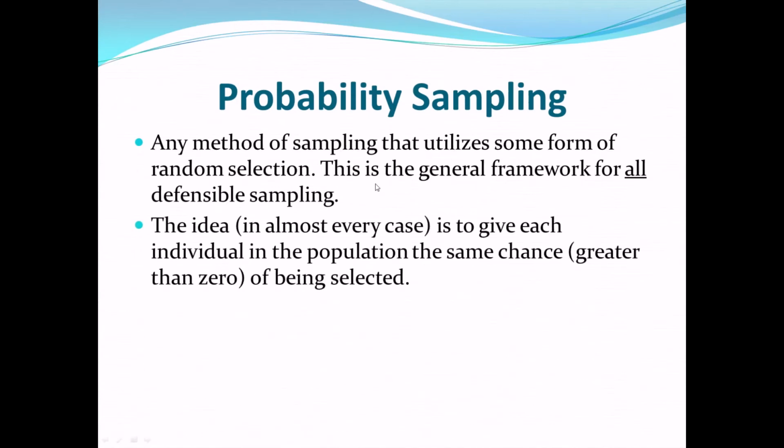All right, so good sampling. Everything that I'm going to do from now on, the rest of this and into tomorrow, will be probability sampling. And this is going to utilize some form of random selection. So if it's random, it's going to take you out of the picture. It's just going to use chance to pick your sample, and that's about as defensible as you can make it. So the idea is to give each individual in the population the same chance of being picked. That's the key feature of all probability sampling, to give each individual in the population the same chance to be selected.